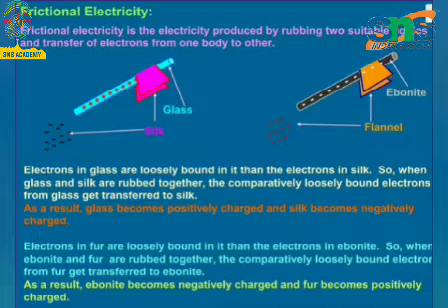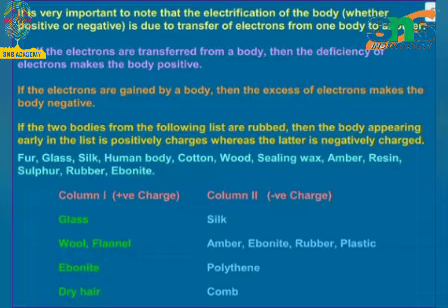Examples are glass, silk, human body, sealing wax, amber, resin, cotton, sulfur, rubber, ebonite. Column 1 and column 2. So glass is positively charged and silk is negatively charged. Wool and fur are positively charged; amber, ebonite, rubber, plastic are negatively charged. Ebonite is positively charged over here and polythene is negatively charged. Dry hair is positively charged and comb is negatively charged. These are the things you have to keep in mind so that you can understand the electrification process.